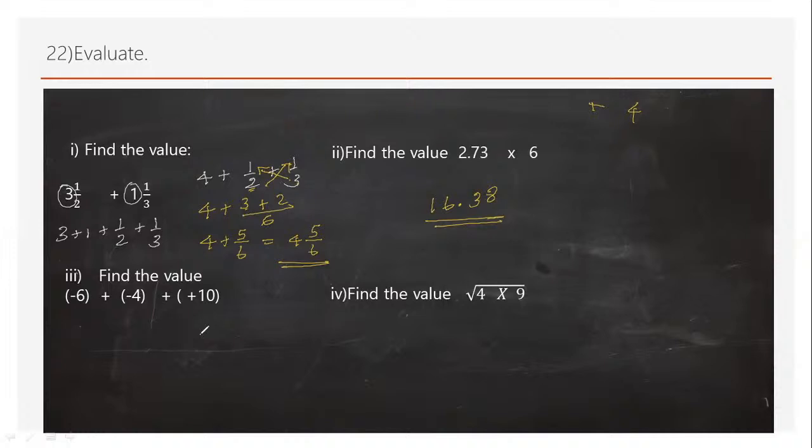Next one, find the value of minus 6 plus 4. Minus 6 and plus 4, you can add to get minus 10, right? When we add numbers with the same signs, the answer takes the sign that both numbers contain. Now when adding different signs, you have to take the difference. The difference of minus 10 and plus 10 is 0. Answer is 0. Next, find the value: you know that the square root of 4 is 2, the square root of 9 is 3. 2 times 3, 6 is the answer here.